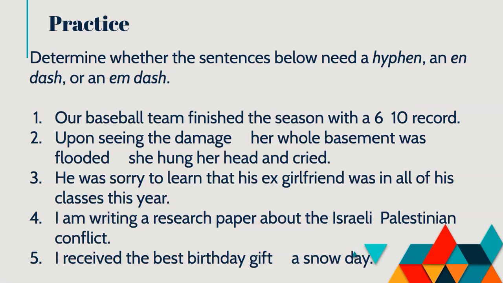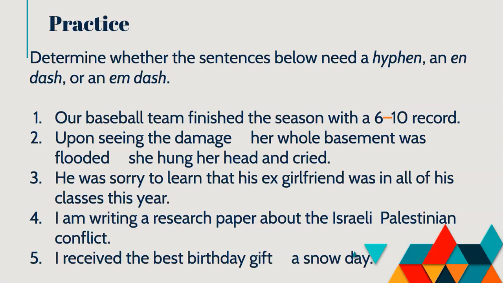Number 1, our baseball team finished the season with a 6-10 record. Here, we're going to use an N dash to show the result of a sporting event or contest.